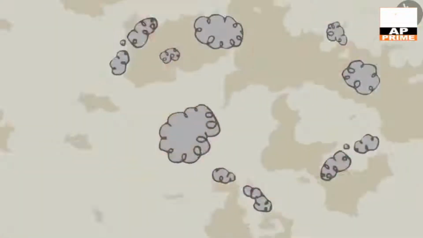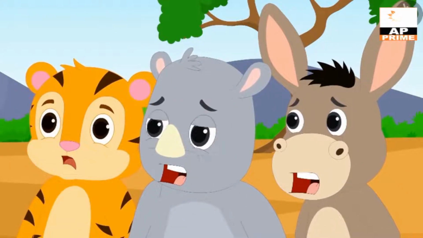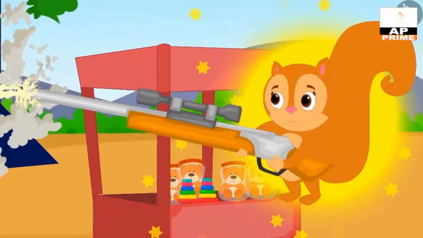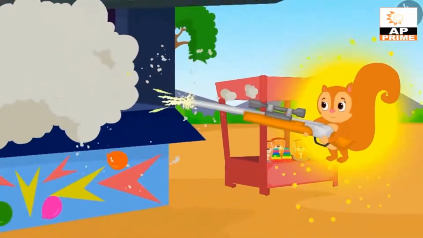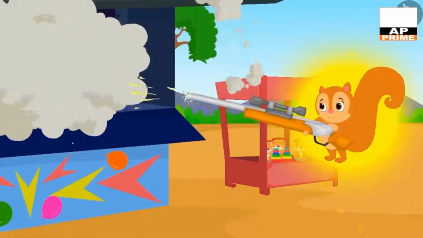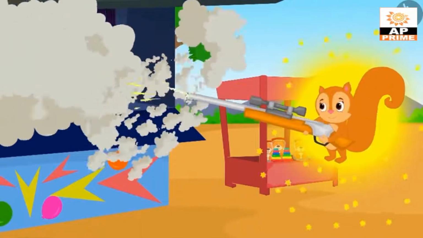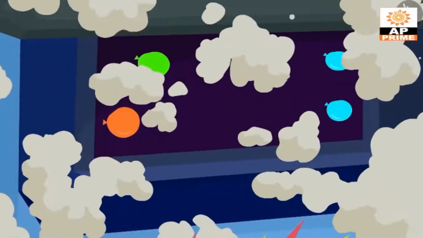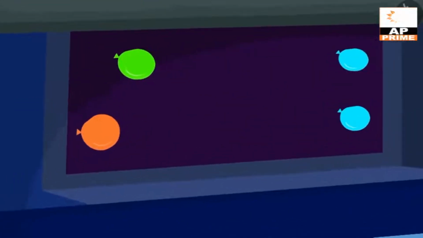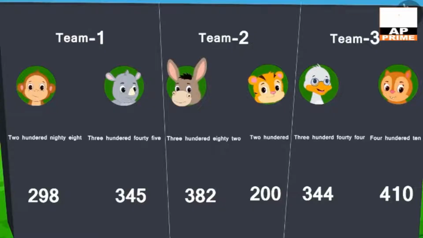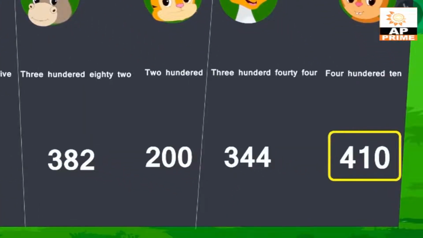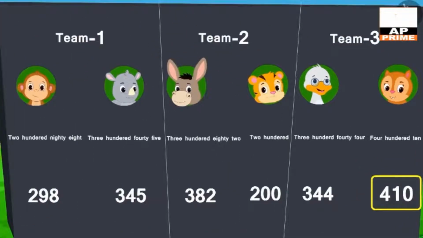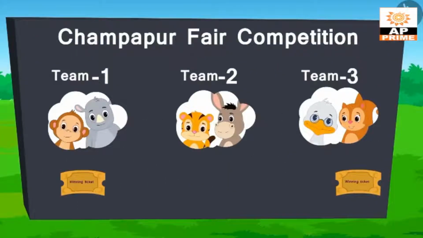Suddenly, there were loud noises of bursting balloons. Everyone was astonished. Chanda was firing the gun like it was a machine gun and continuously bursting the balloons. Once again, there was a magical glow visible around Chanda. Finally, the smoke cleared and the counting begins. Wow! Chanda burst 410 balloons. With that, Team 3 wins the ticket for this round.